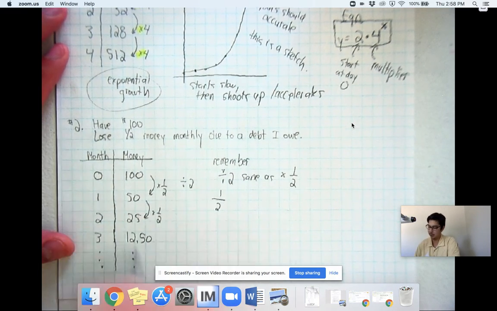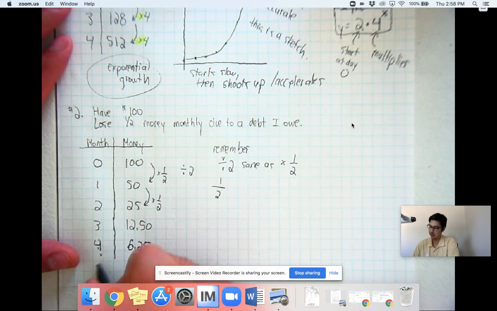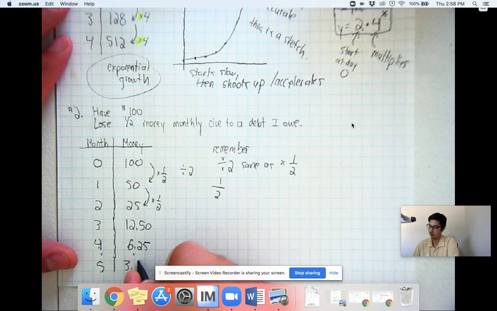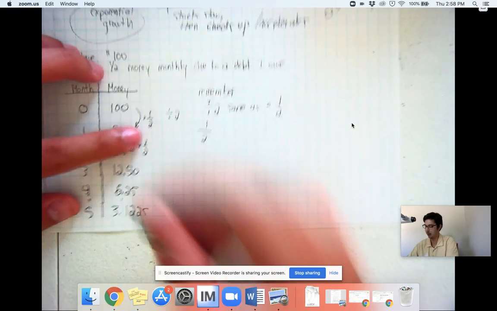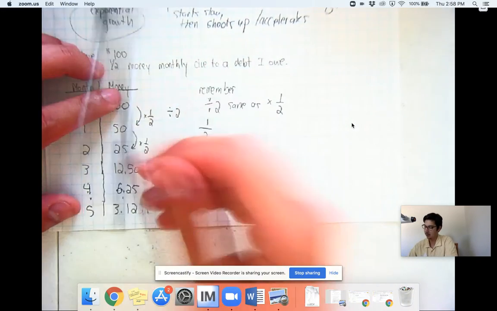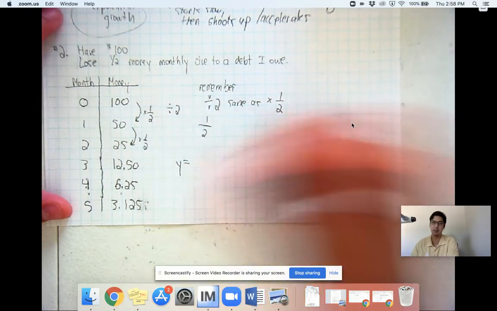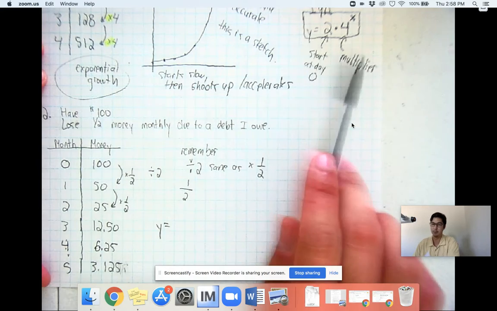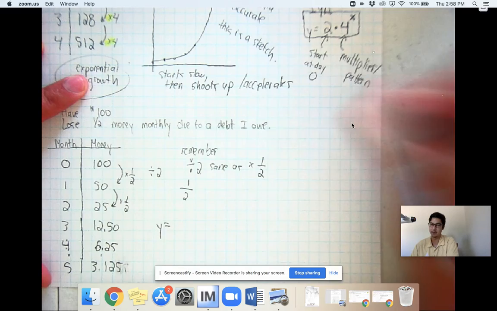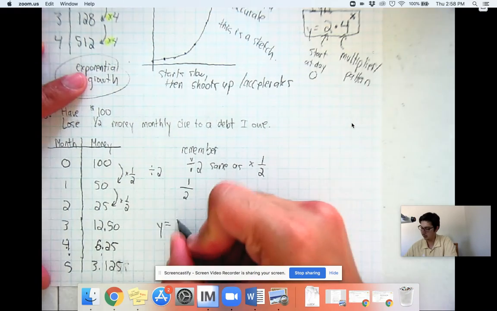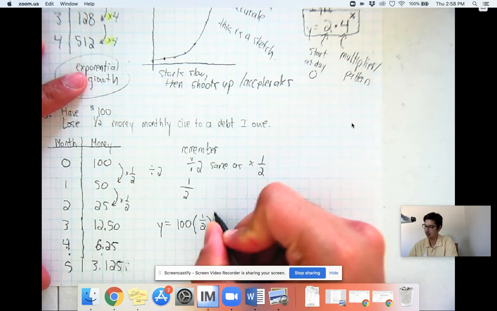Okay. Now if we keep going here all the way down, like 4, it's going to be $6.25. 5th month, I'll only have $3.12. I actually made a mistake there. That should be 3.125. Now, if we look at a graph of this, well, let's write the equation. So the equation here, practicing what we just talked about, is what's the starting value and the multiplier, or the pattern. It starts at 100, so it'd be 100, and then it's timesing by 1/2, so it'd be 1/2 to the x.